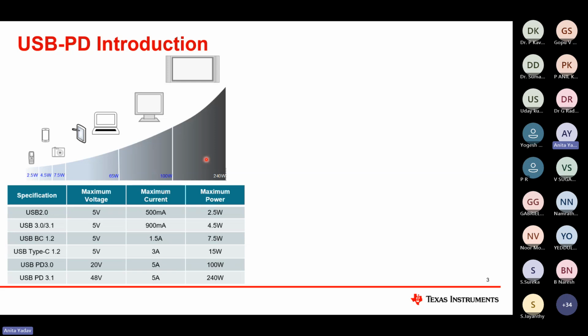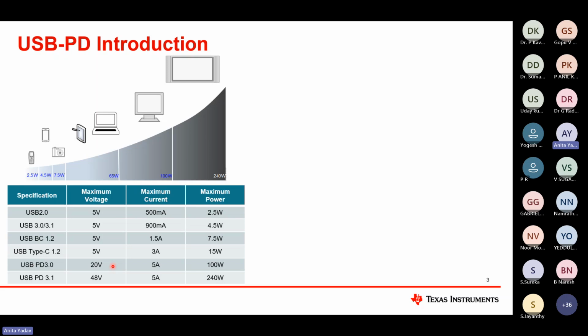In this power range, there are different USB PD standards such as USB PD 2.0, USB PD 3.0, 3.1, as well as USB BC 1.2. This table represents the maximum voltage and maximum current, and hence the maximum power each USB PD standard represents. For example, currently dominating are the last two, USB PD 3.0 and USB PD 3.1. USB PD 3.0 has a max output voltage of 20 volt and 5 ampere, thus a max output power of 100 watt.